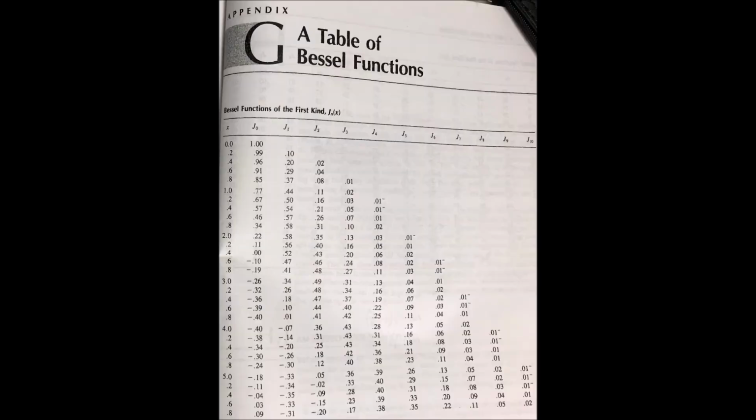So now we look at J1. J1 will be this column, this row, and the 3.8. For J0, the carrier, at 3.8, J0 is around minus 0.4. So you use your table.